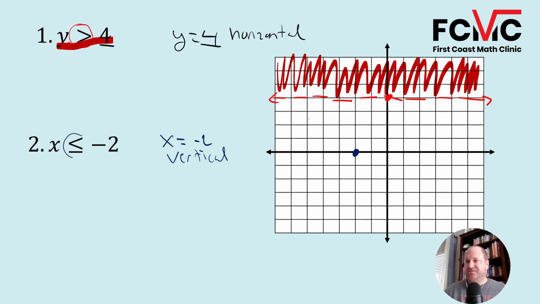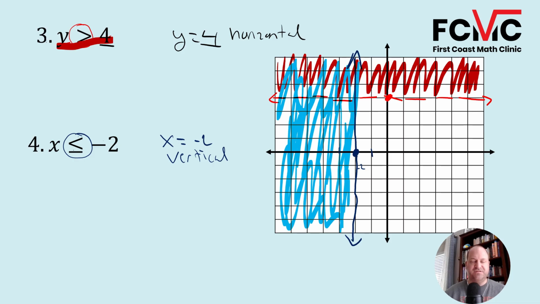And since we have less than or equal to, we want a solid line now. So let's draw on our solid line here. And let's shade in our solution set, x is less than or equal to negative 2. Well, where are the values that are less than or equal to negative 2? They're going to be to the left of this line, right? If this is negative 1, negative 2, negative 3, well, negative 3 is less than negative 2, so I want all the values that are to the left of that line. So let's shade those in. And that's my solution set.